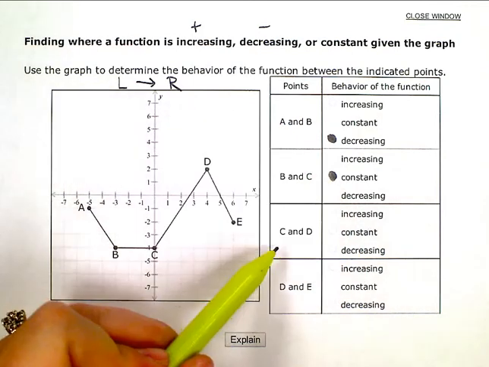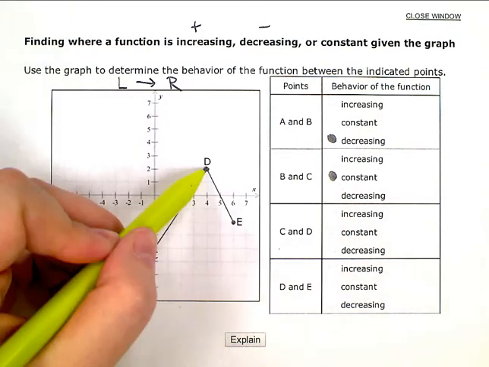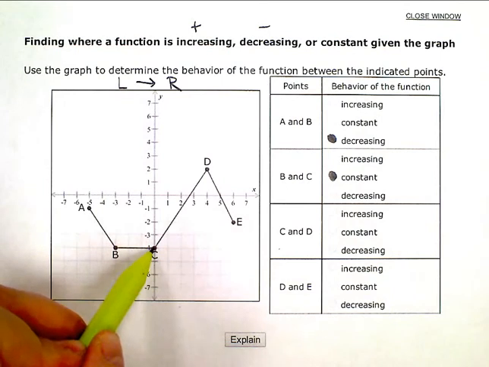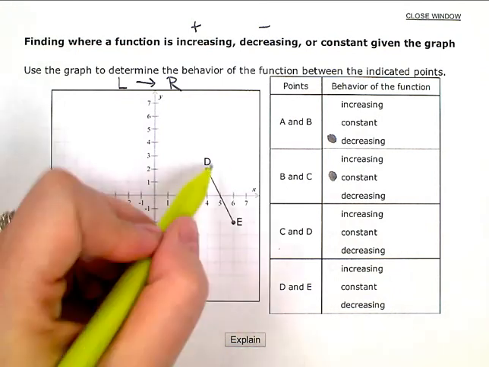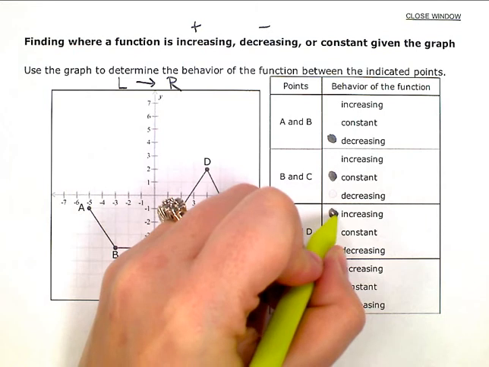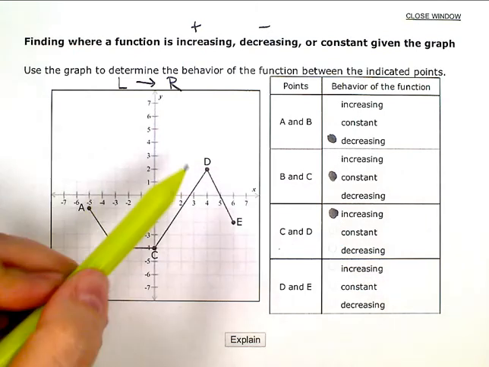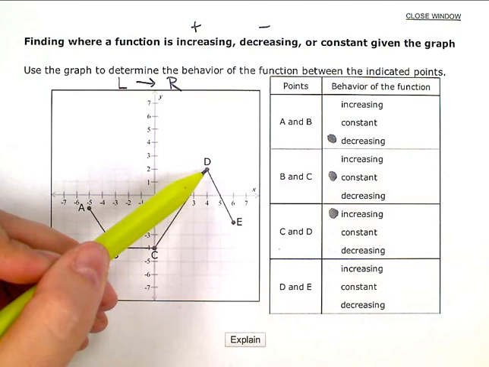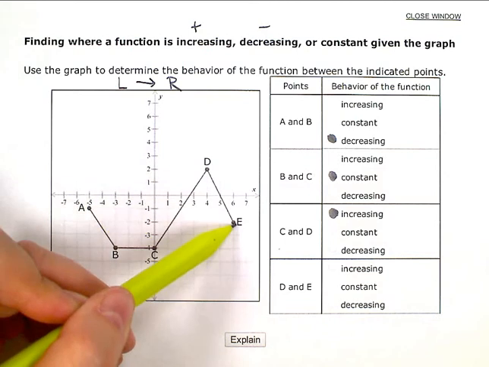Then from C to D, from here to there, because we have to start here, going left to right, we're going up or increasing. And then from D to E, again, starting with D, going left to right, we're going down or decreasing.